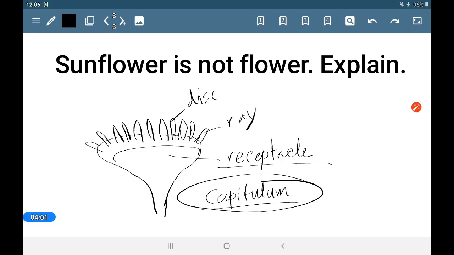So it is very clear that the sunflower looks like a flower, but it is an arrangement of flowers. It is an inflorescence, and the small parts are the flowers. These flowers are arranged with the younger towards the periphery and the mature in the middle. In that way, it is not a flower, it is an inflorescence.